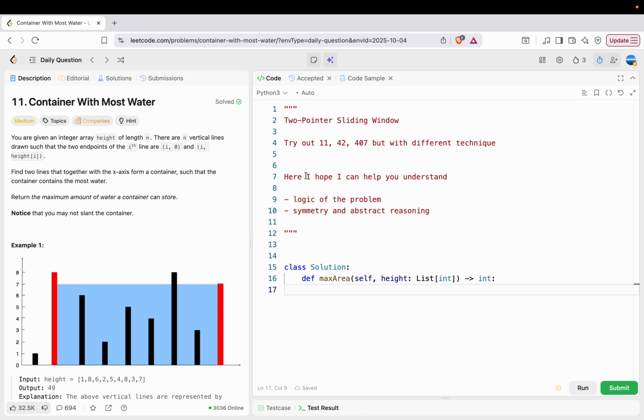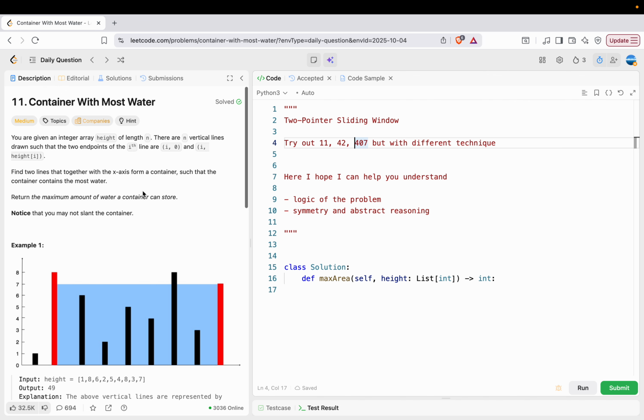For this video, I hope that I can help you understand two things. The first thing is the logic of the problem, and the second thing is symmetry and a certain level of abstract reasoning, right? So after this video, I hope that you can try out problem 42 and problem 407. These three problems have similar contexts, but the techniques to address them are different. Therefore, you can collect them and do some practice.